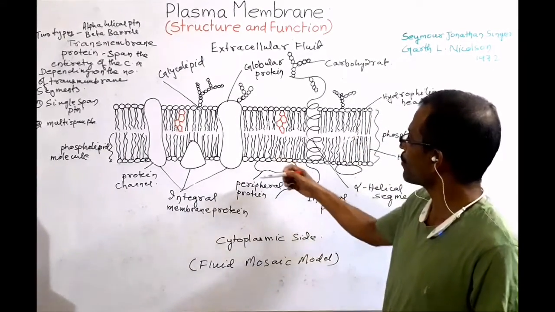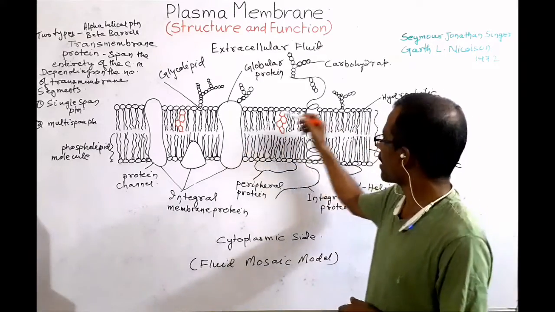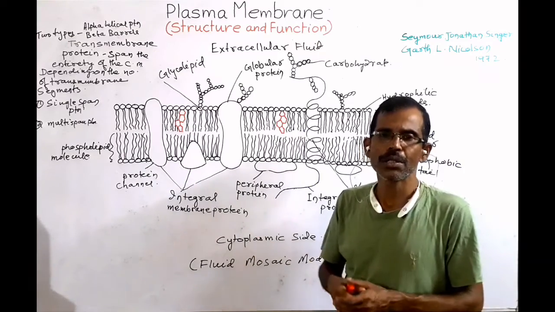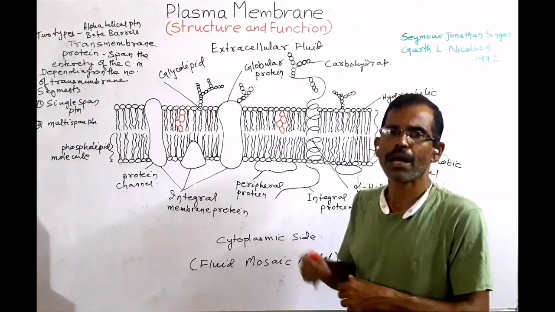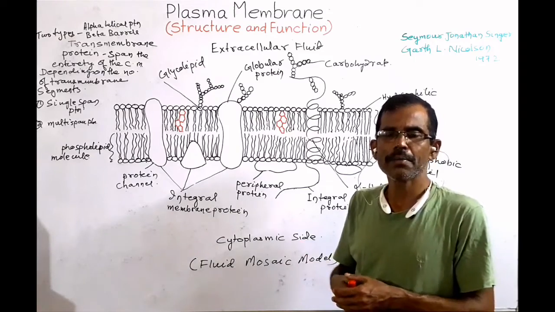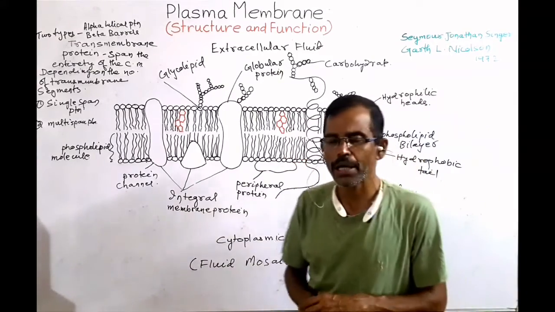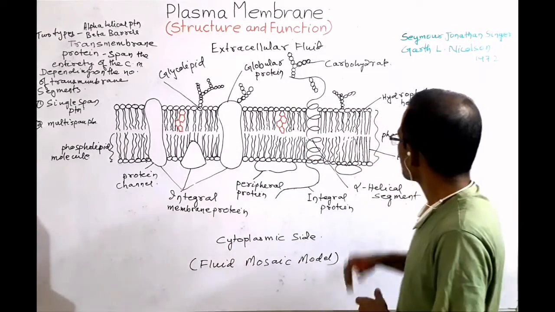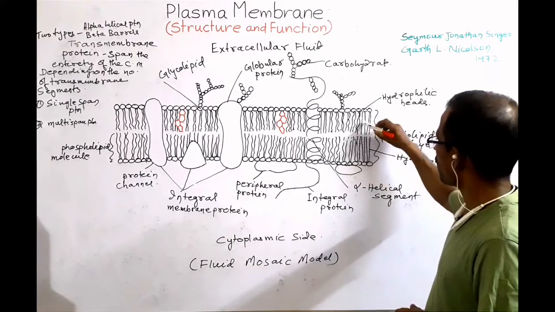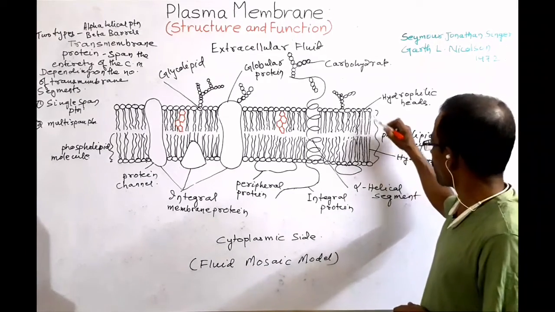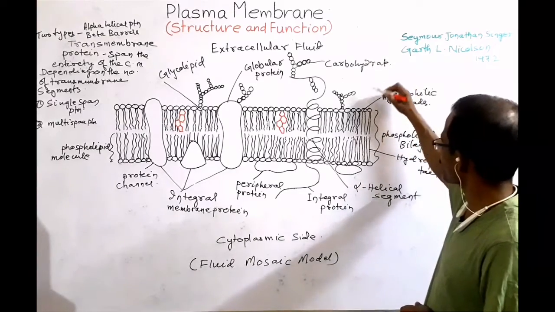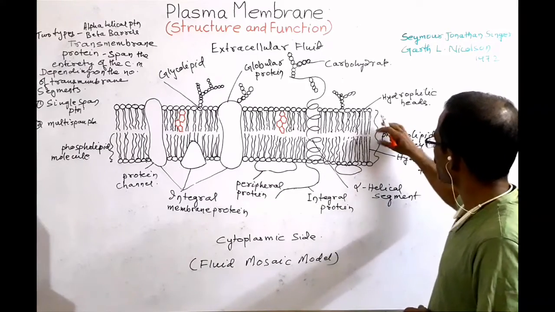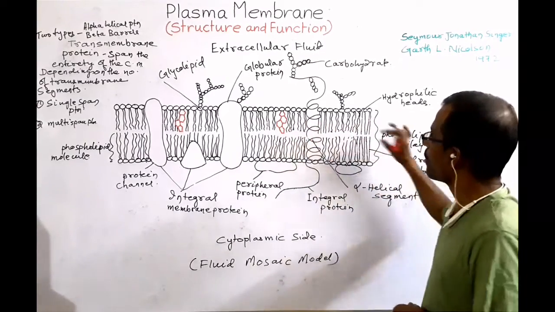So in addition to lipid and protein, there is also a small amount of carbohydrate that remains associated with the lipid to form glycolipid, and carbohydrate may also be associated with protein to form glycoprotein. So in the cell membrane there is a lipid bilayer. All the lipids are amphipathic. The polar head group remains exposed to the outer side or inner side, whereas the hydrophobic tail remains within the interior of the lipid bilayer.